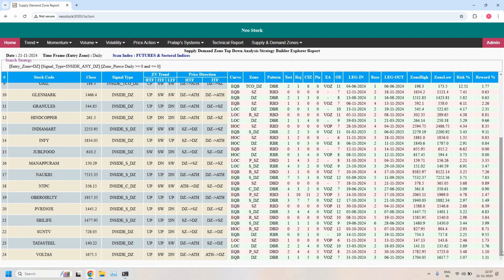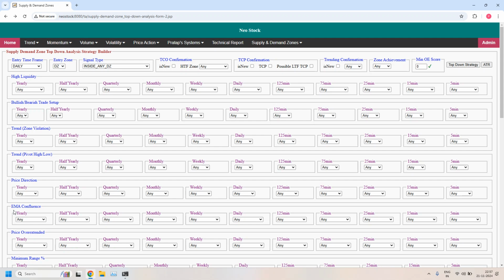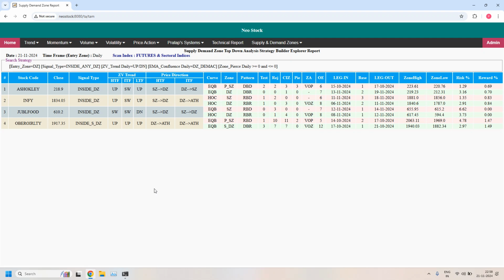In these 24 stocks, there could be high probability zones based on the daily EMA Confluence. Let's verify. In the EMA Confluence at a daily time frame, daily demand zones are having daily EMA Confluence. And EMA Confluence makes sense only in the trending market. So in the trend, zone violation trend, at a daily time frame, I'm selecting up or down trend. Based on this, let's filter. We got 4 stocks. In these 4, you can plan your bullish trade setup or counter trend trade setups.